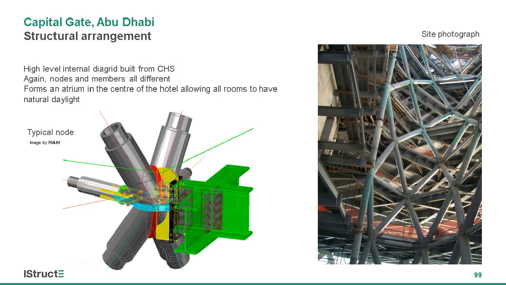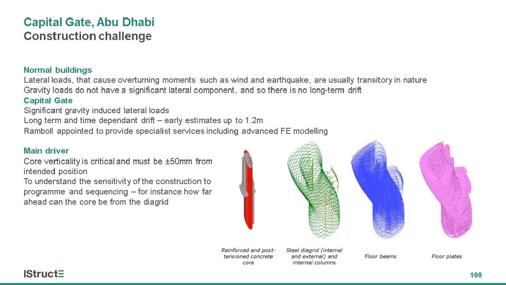There's an opening to allow light to descend into the structure. The top half of the structure is a hotel, and this gives natural light to all of the rooms. And there the nodes are constructed from circular hollow sections. On the bottom right there, that's just the model, really.